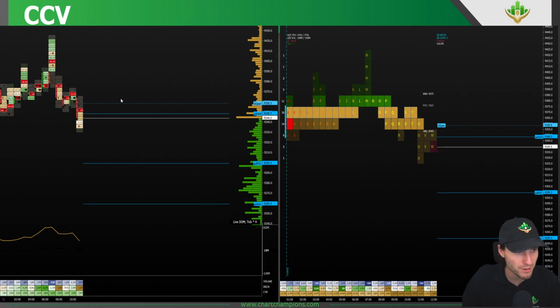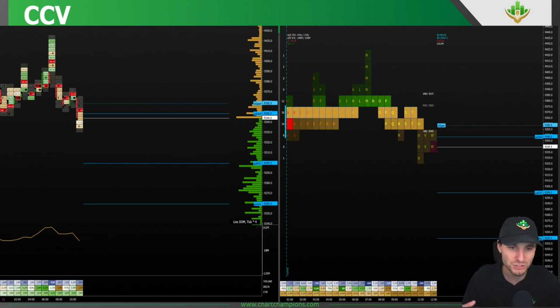We're opening above value in a range. We get acceptance below previous day's value area high. So we are expecting this to auction down to the low and stay range bound, from the lows back up to the highs. We're not expecting a breakout. We're not trading for a breakout. We're trading the range until it breaks.